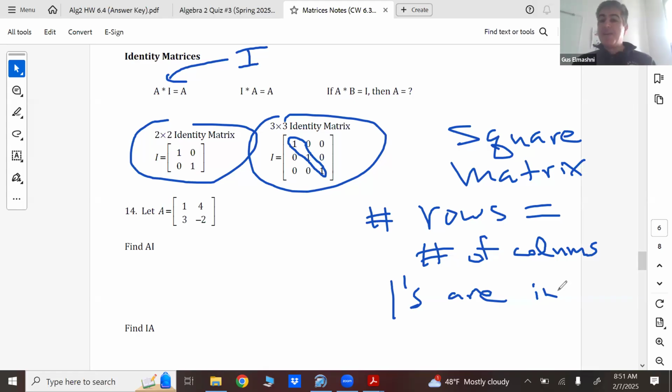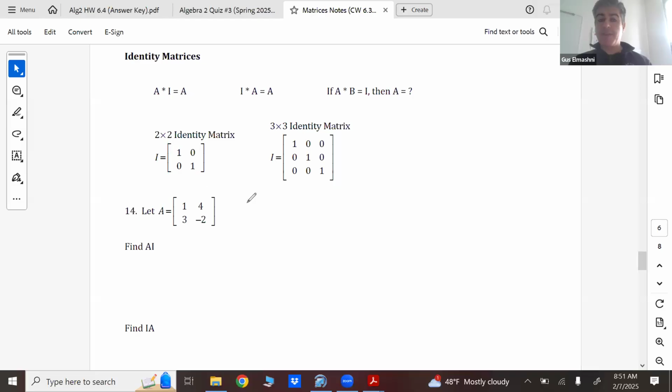All right. Okay, cool. So ones are always in a diagonal like that. It's always this way. It goes from top left to bottom right. Now, what's going to happen if I multiply a matrix by its identity matrix? Let's see what happens. Because right now, this is the first time you're seeing it.